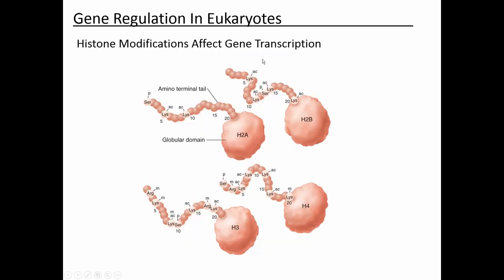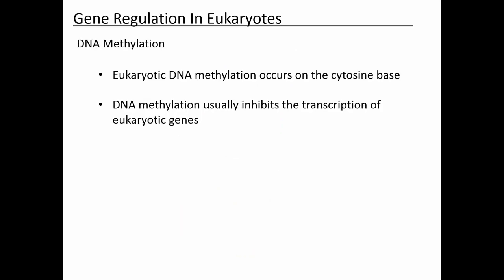Okay. So this is what I just mentioned. So you can have histone modifications that affect gene expression. There's other ways other than affecting chromatin structure that histone modifications could affect gene transcription. But for this class, you just have to know that modifying histones can affect whether a gene is going to be expressed or not. Another thing that regulates gene expression in eukaryotic cells is DNA methylation.